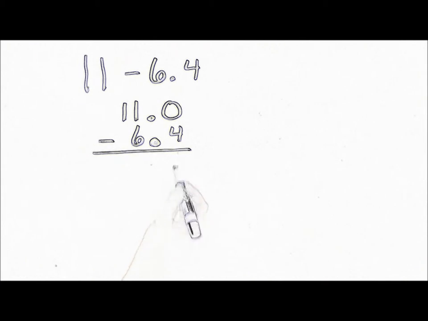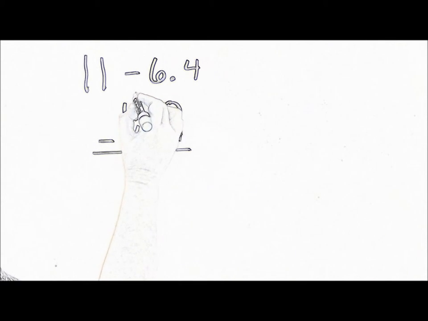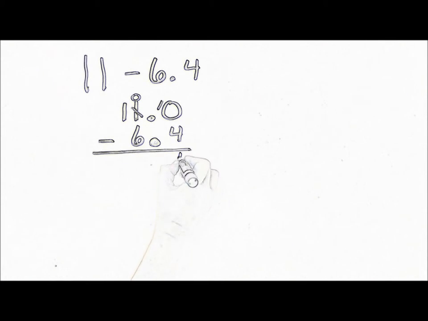We're going to subtract. I have nothing, I can't take away 4, so I'm going to have to borrow. That would be 6. Line up our decimals. I have nothing, I can't take away 6, so I'm going to have to borrow, and 10 minus 6 is 4. So the answer is 4.6.